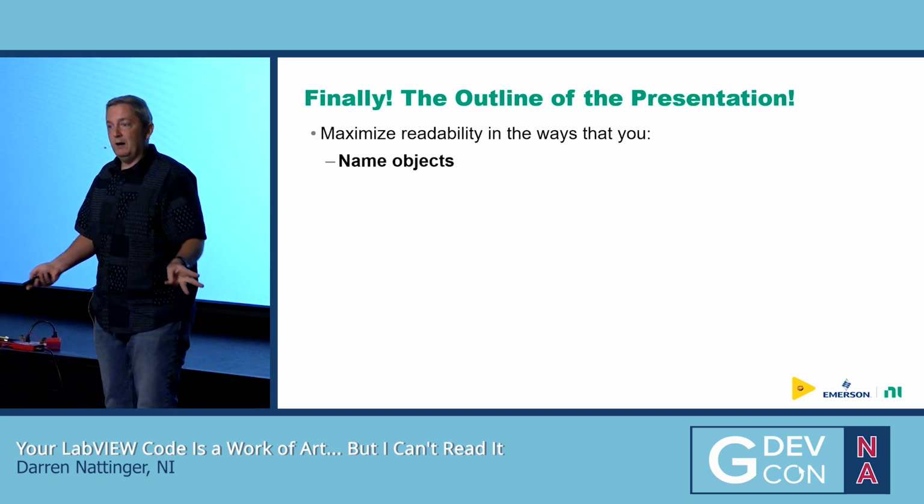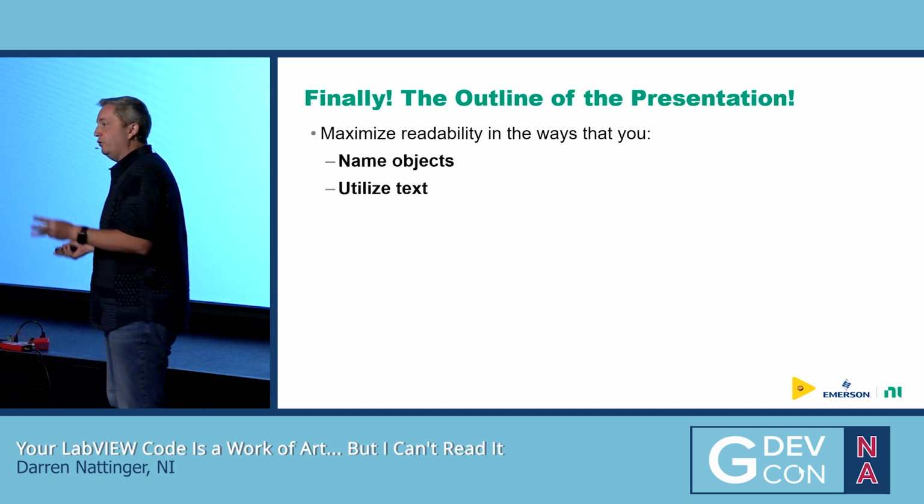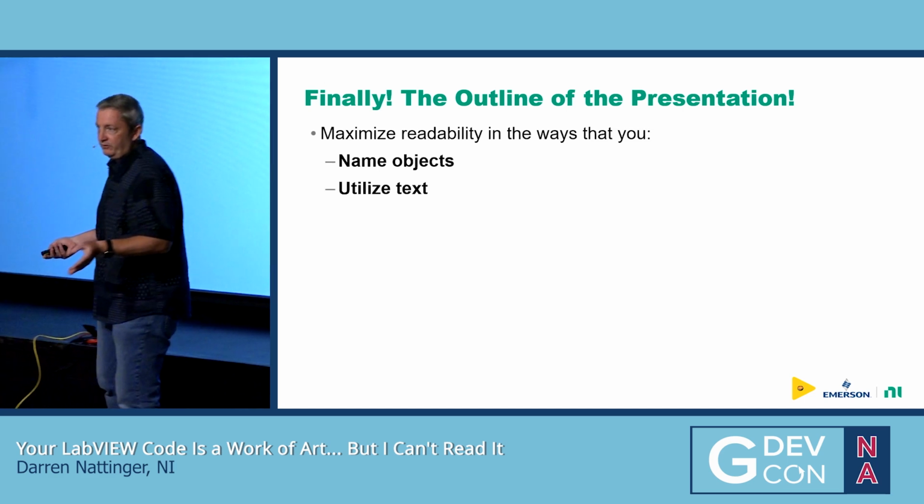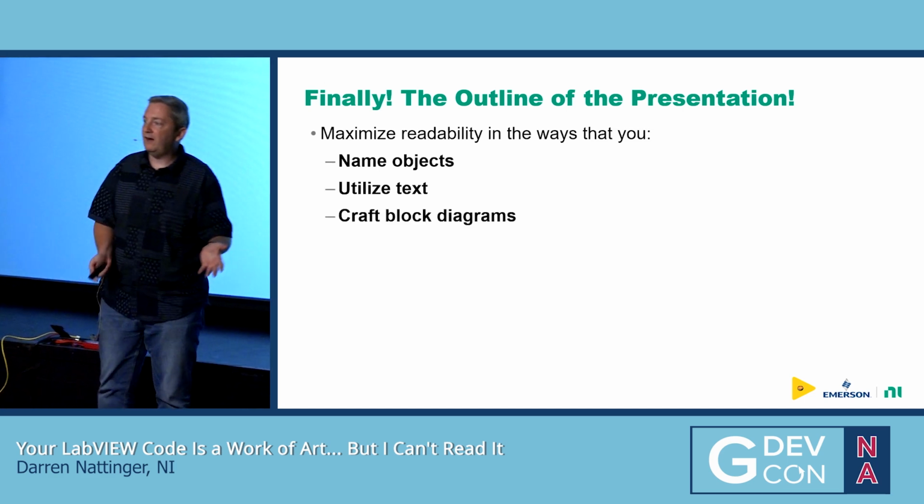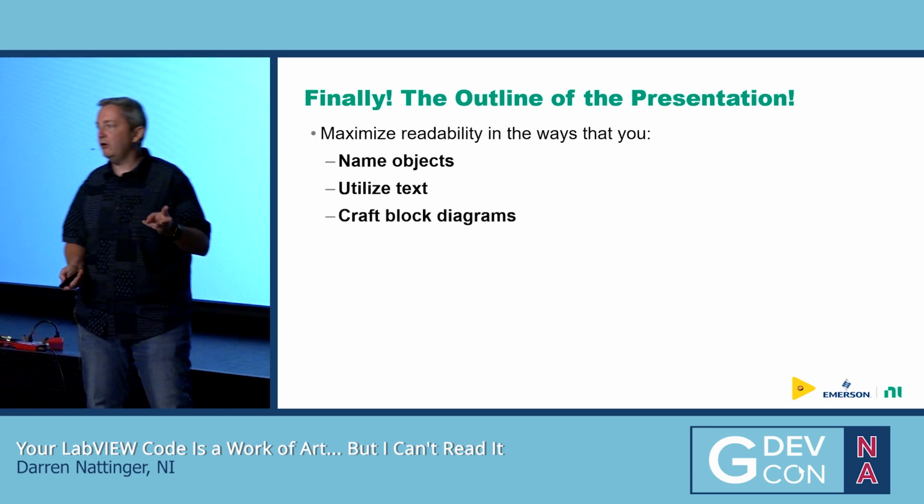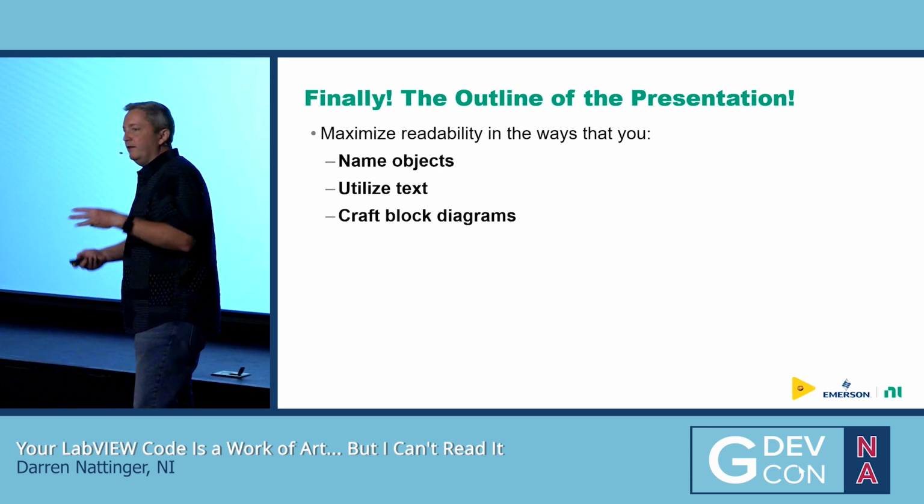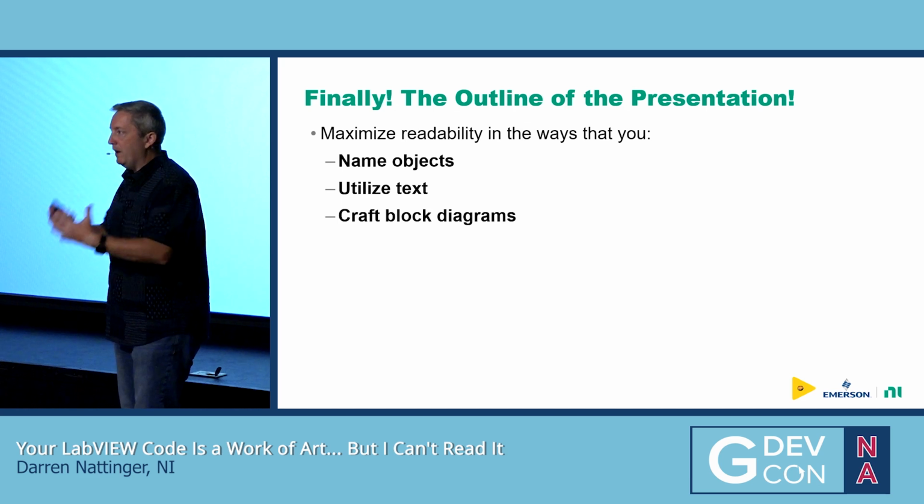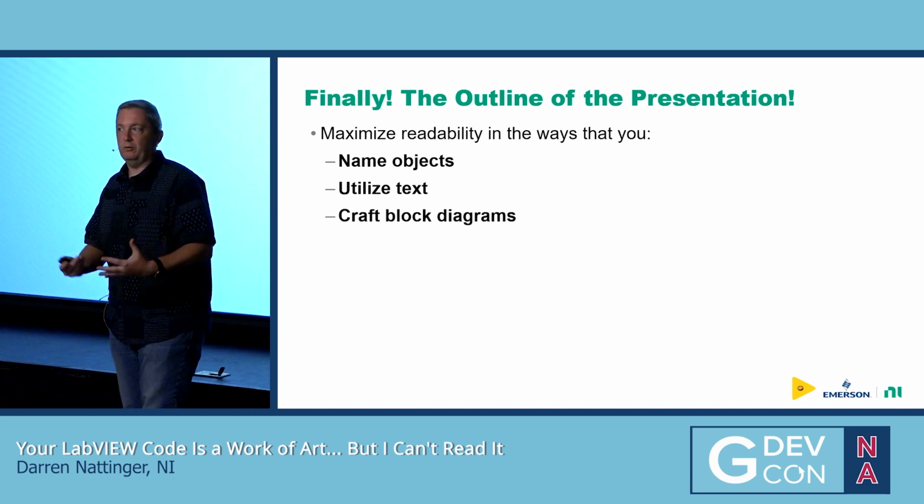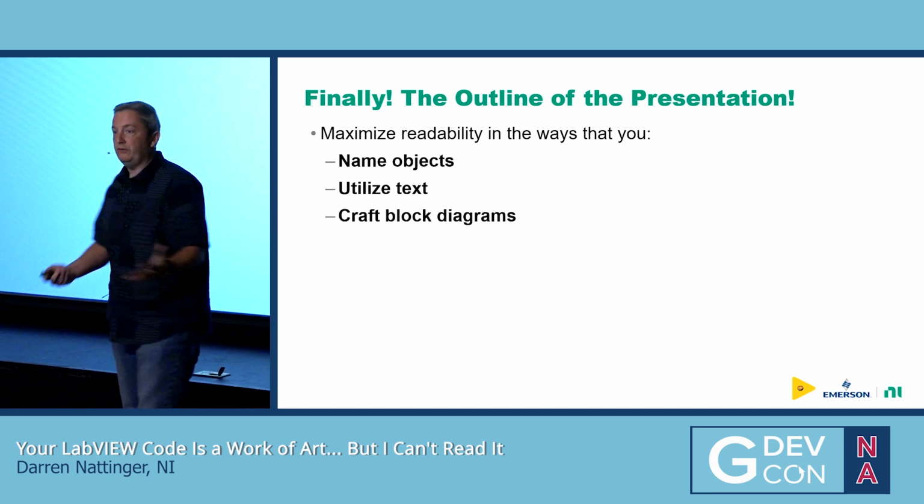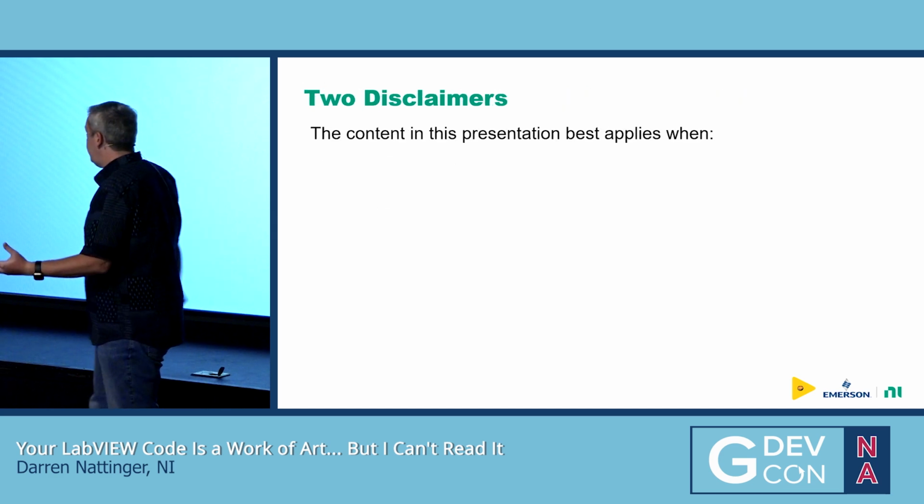The way we name objects, the way we utilize text, and the way we craft our block diagrams. These are the 3 areas that I'm going to be talking about today, where we can make some measured changes in the way that we normally work to increase the readability of our code.